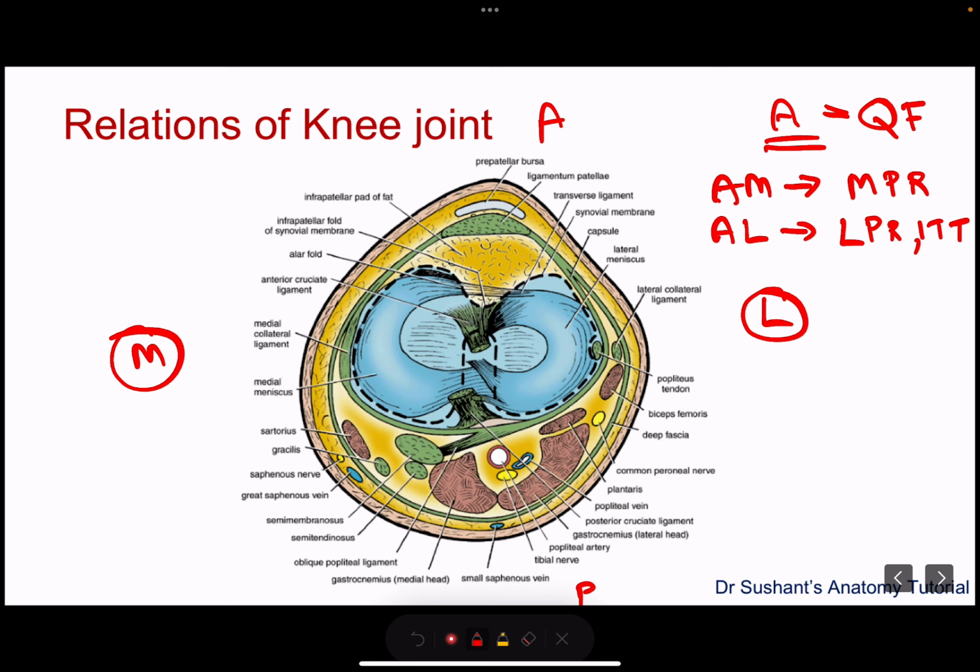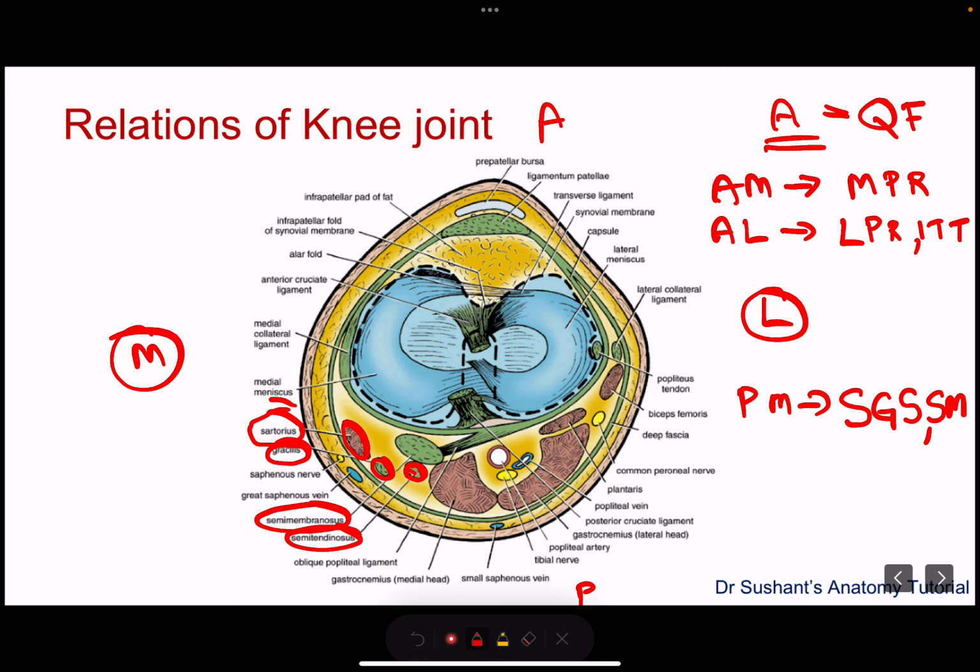Now the posteromedial relation. Posteromedially it is formed by the semitendinosus, gracilis, sartorius, and semimembranosus muscles. Here you can see this is posteromedial, where we have the sartorius, the tendon of the gracilis, the tendon of the semitendinosus, and the semimembranosus. So this part forms the posteromedial relation.